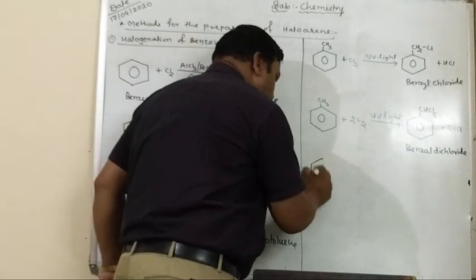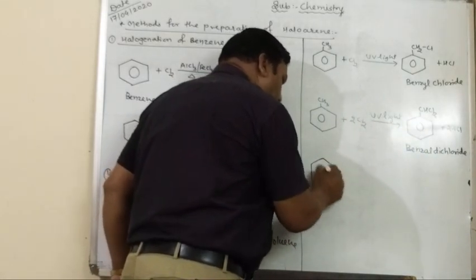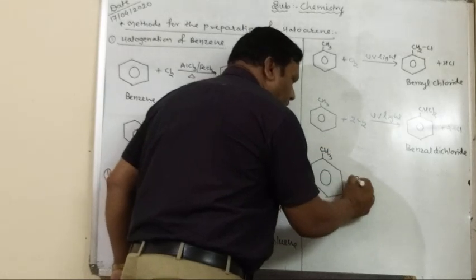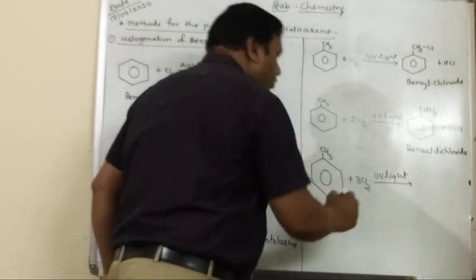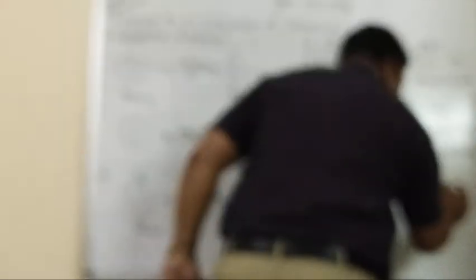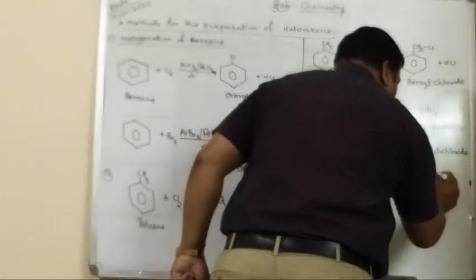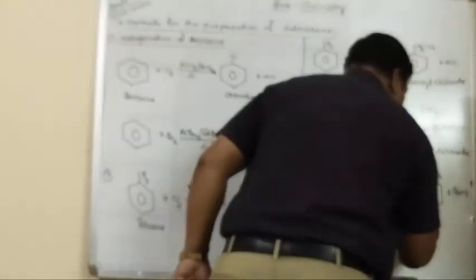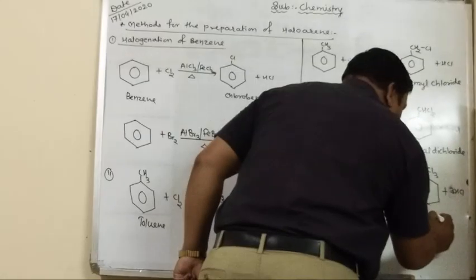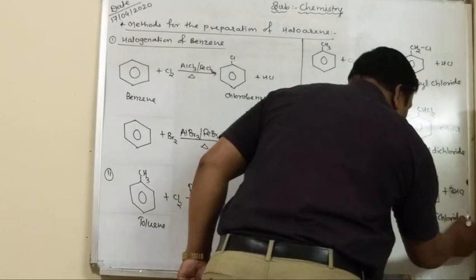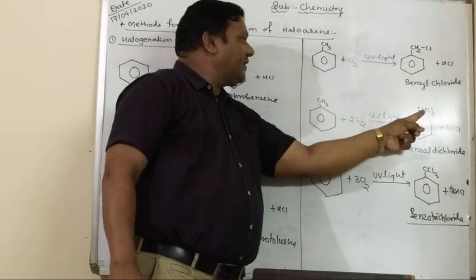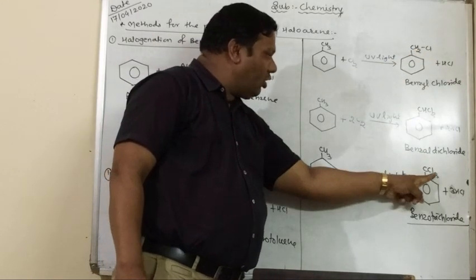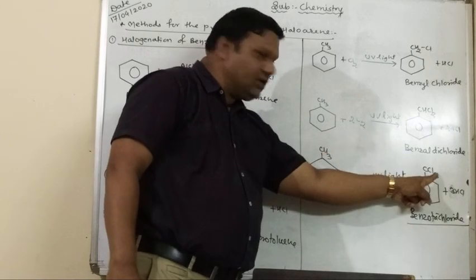At last, if we take toluene reacting with 3 molecules of chlorine in presence of UV light to get CCl3 and thrice HCl, and here it is benzotrichloride. So in the first case, 1 hydrogen replaced by 1 chlorine, second case 2 hydrogens replaced by 2 chlorines, and here all 3 hydrogens replaced by 3 chlorines.